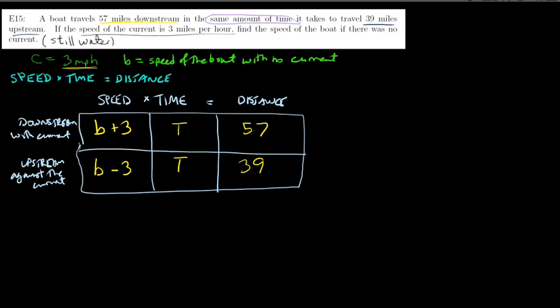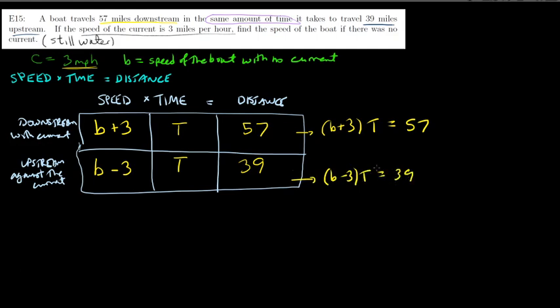So we have our two equations here. The first equation is just speed times time equals distance. So (b + 3) times t is equal to 57. And the same thing is true here, except it's (b - 3) times t is equal to 39.